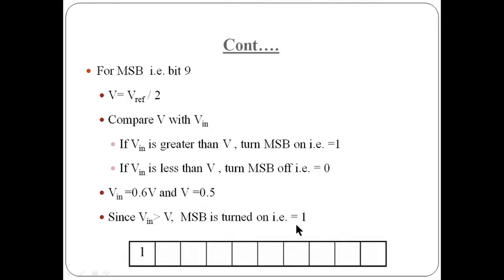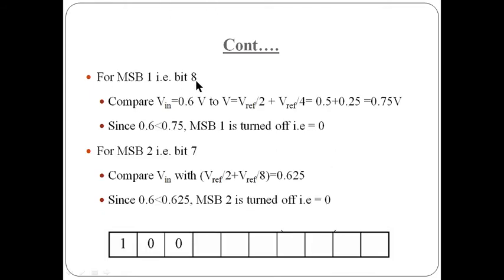9 नंबरचा बीट चेक करून झालाय, याची व्हॅल्यू 1 आली आहे. मग आता दुसरा बीटची व्हॅल्यू काय आहे 8. 9 नंतर कुठला लोअर बीट आहे 8. मग आता इथे आपण काय करू, comparing V ऑफ इन which is 0.6 to voltage output at 8 bit. मग 8 बीटला DAC मधलं व्होल्टेज आउटपुट किती असेल, V ऑफ रेफरन्स बाय 2 प्लस V ऑफ रेफरन्स बाय 4. याची व्हॅल्यू येते 0.75 वोल्ट.